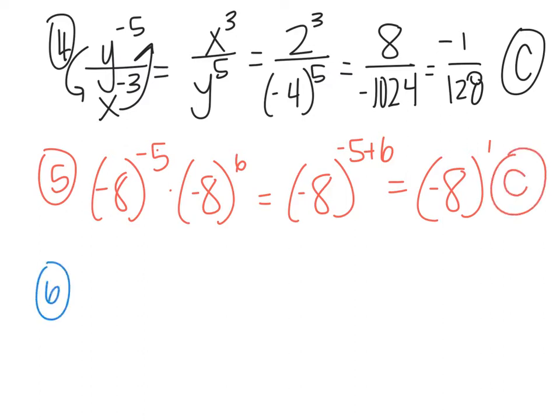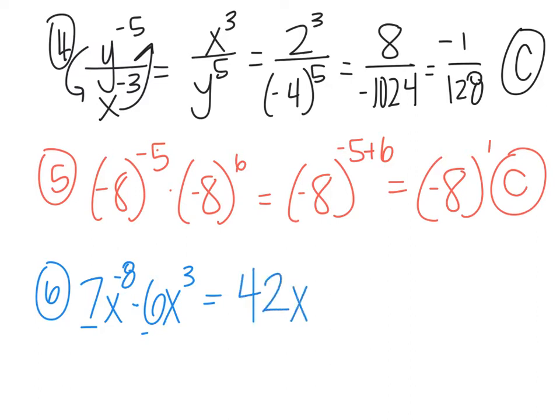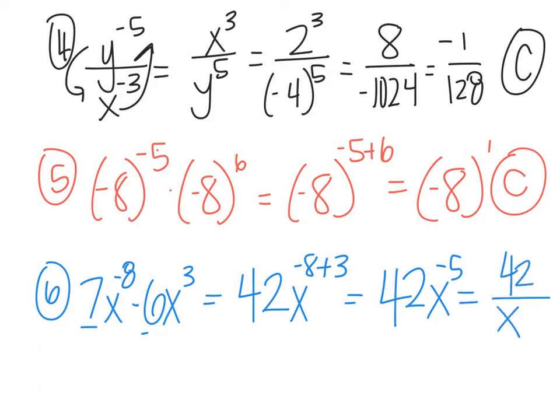Number 6, 7x to the negative 8 times 6x to the 3rd. 7 times 6 is 42. And then that's negative 8 plus 3, which is really going to be 42x to the negative 5. If you take the x to the bottom, you get 42 over x to the 5th, which is A.